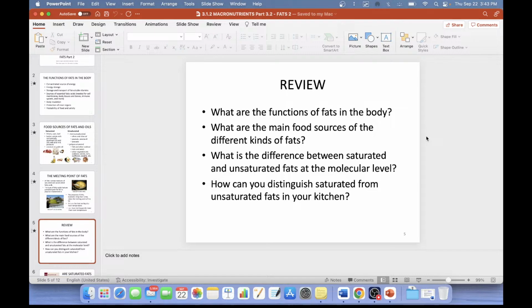Yes? Based off of room temperature, because saturated fats at room temperature are solid, unsaturated are liquid. Good. And saying that in just slightly more technical way, using the terminology that I would like you to start learning.